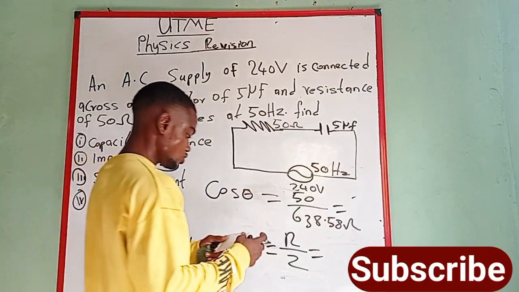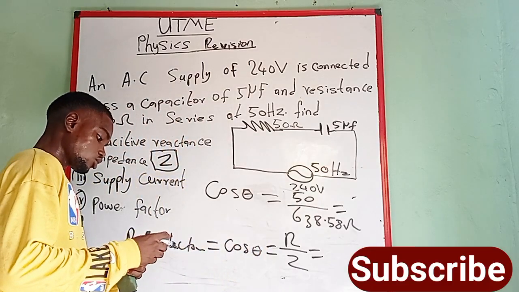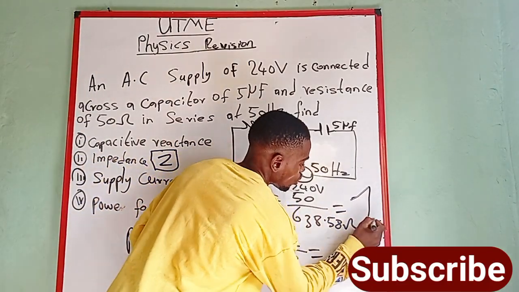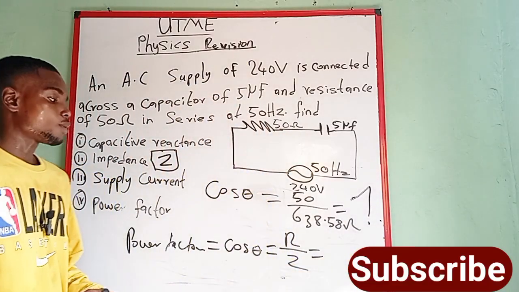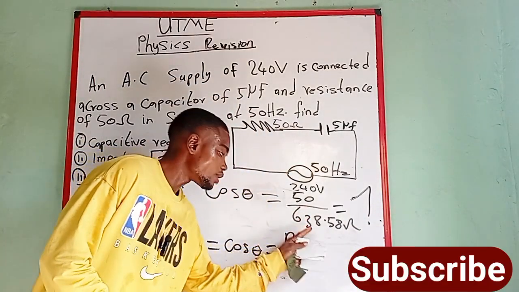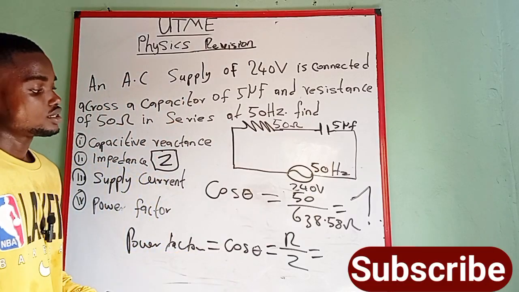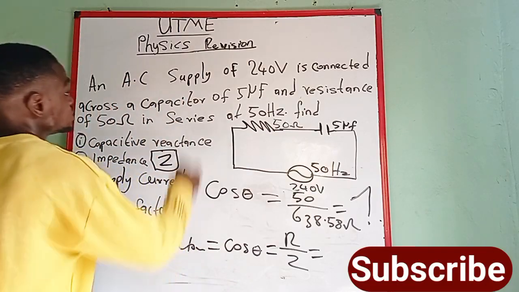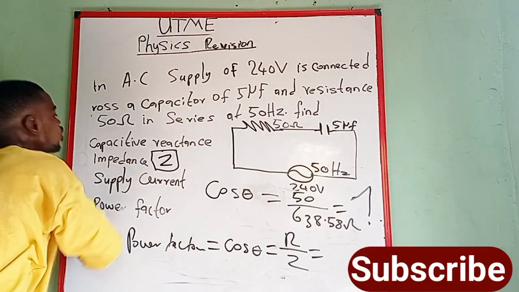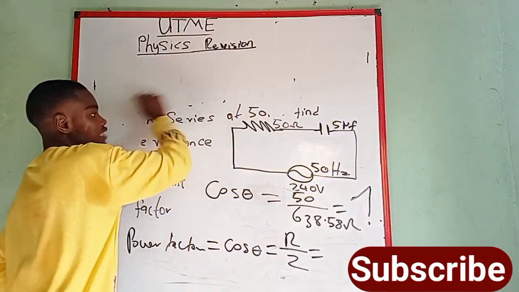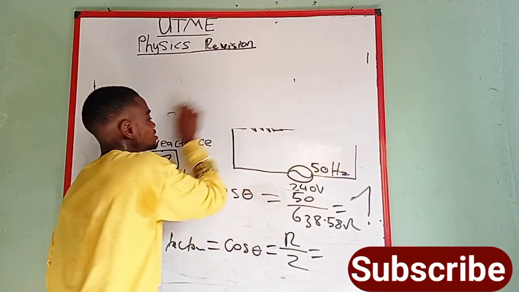If you work that out, you're going to find out that the power factor is something you're going to put for me in the comment section. So work this power factor out. What is 50 divided by 638.58 ohms? All right, so after you have done this, I hope, and I know, you will not fail any question that will be asked on AC circuits.